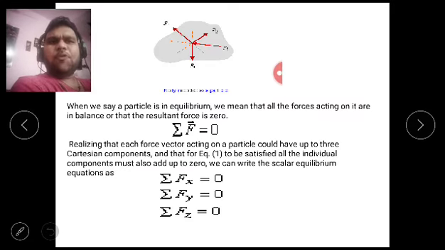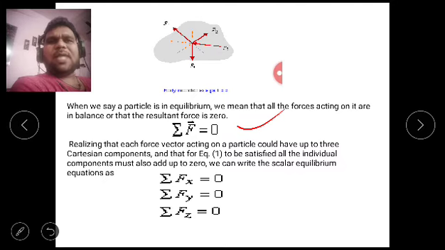How will we describe equilibrium mathematically? Whenever we talk about a particle in equilibrium, mathematically it means that the sum of all forces acting on the body is 0, that is, the resultant force will be 0. Suppose this is a point object and a number of forces are acting and the body is in equilibrium, either static or dynamic. Then the total force acting on the body will be 0. That means sigma F is equal to 0.